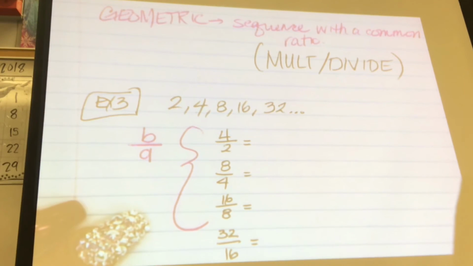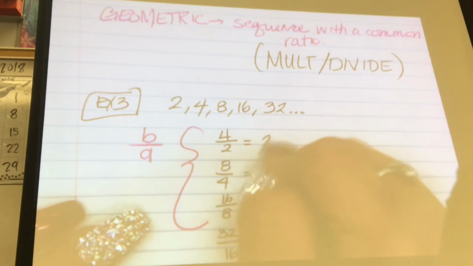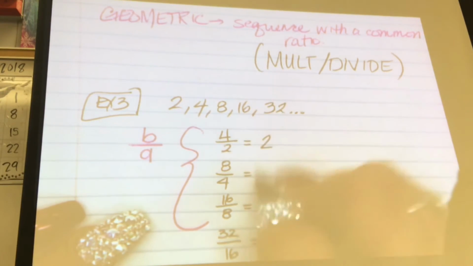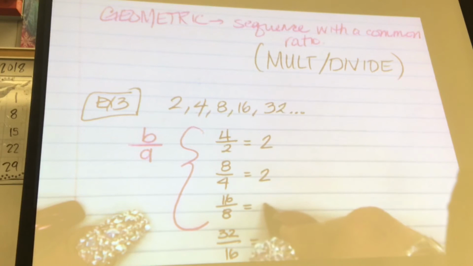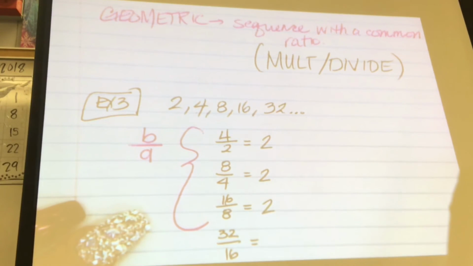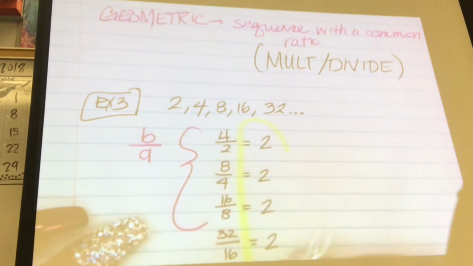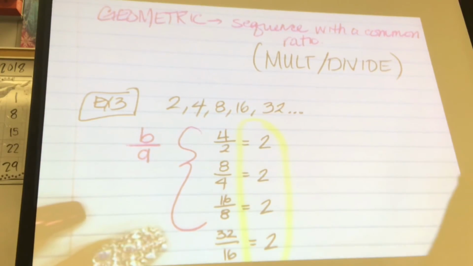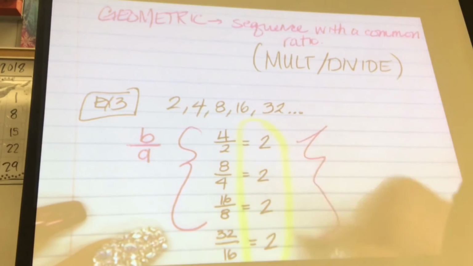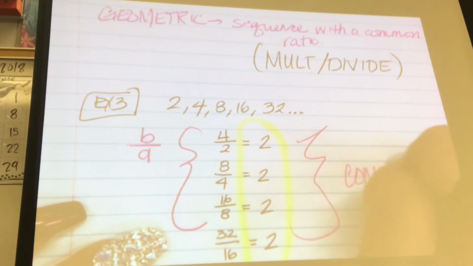So now when you do it on the calculator, Jose, help me out. What's 4 divided by 2? 2. What's 8 divided by 4? 16 divided by 8. And 32 divided by 16. I'll give you a second. You got 2. Notice these are all the same. And that's what we call a common ratio.